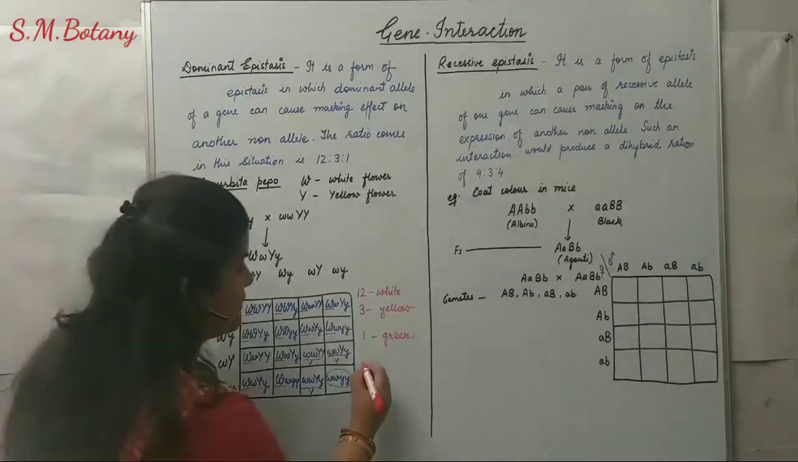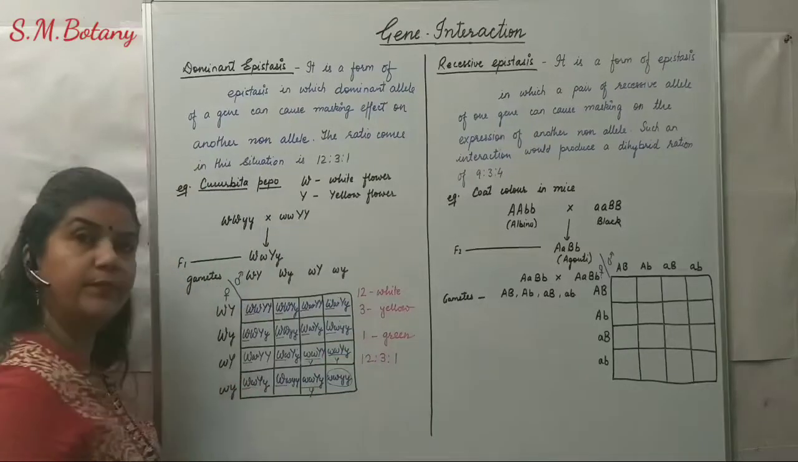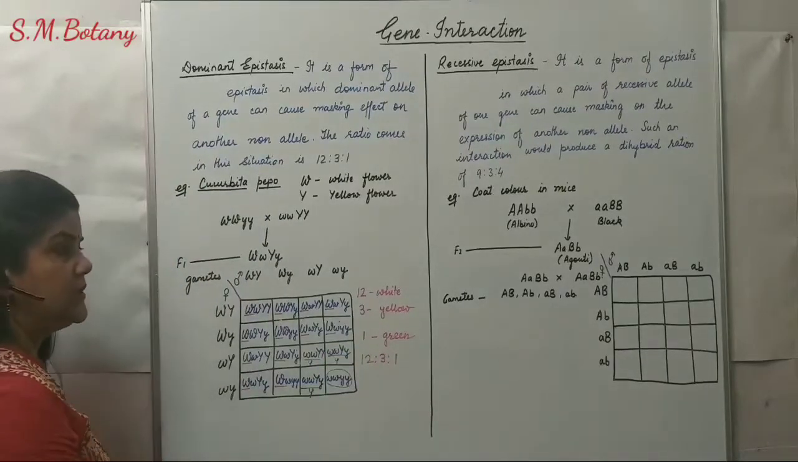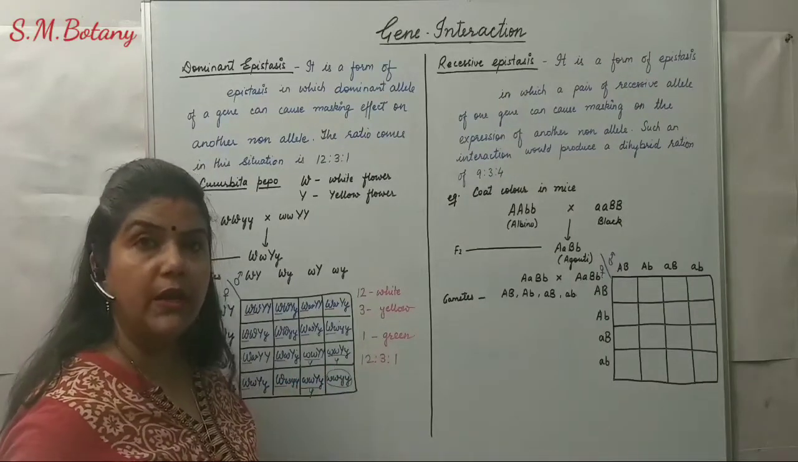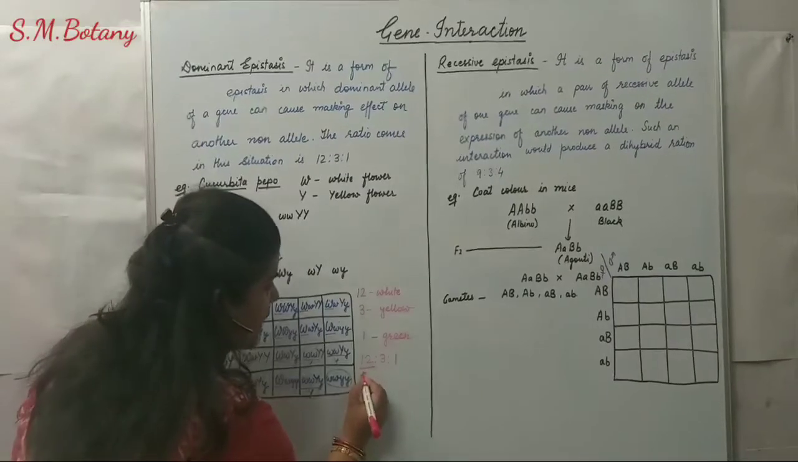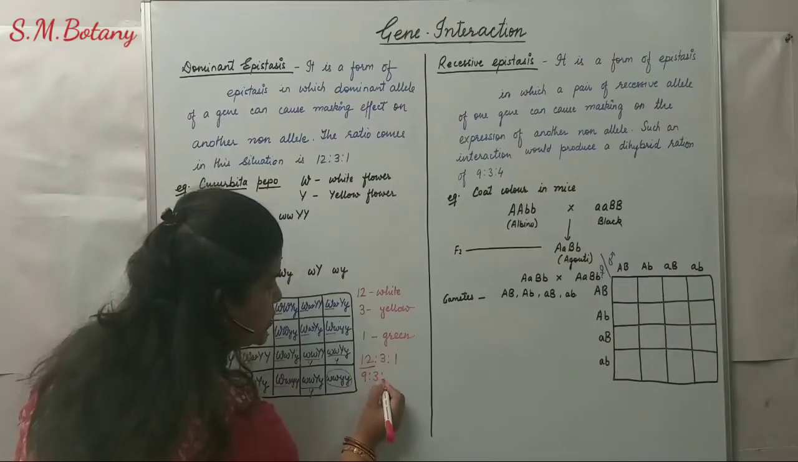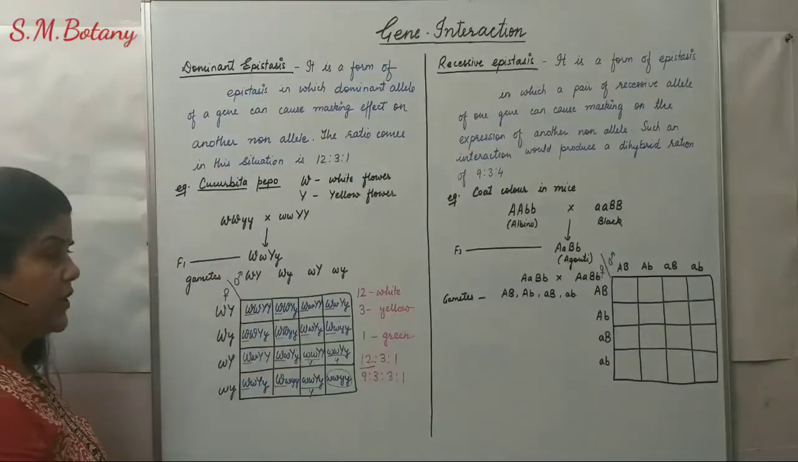So we get our ratio as 12:3:1. It means this is a modified Mendelian ratio. If we divide this 12 into 9:3:3:1, it shows the typical Mendelian ratio.